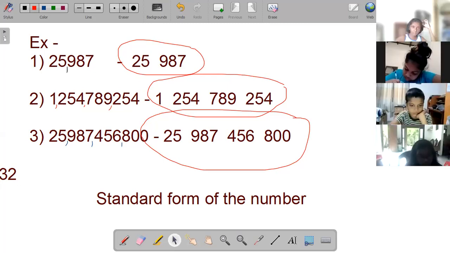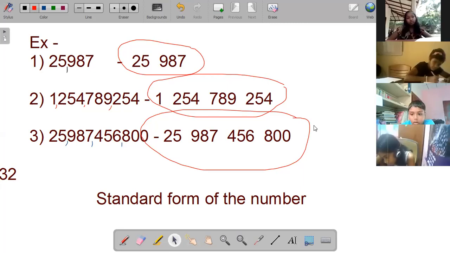What is the standard form? You should remember, standard form means what? Separate into periods. Okay?